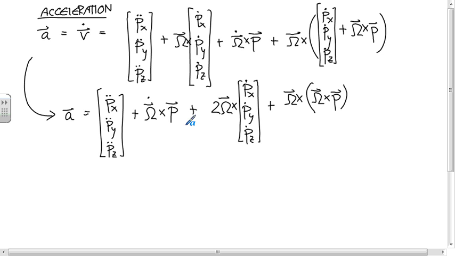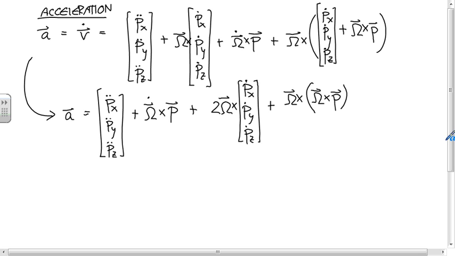Okay, one thing that you should keep in mind is really the big important result here was how you take time derivatives of vectors in rotating coordinate systems. Once we accepted that, deriving the expressions for velocity and acceleration was easy. And so I would recommend getting used to deriving these from that general time derivative.